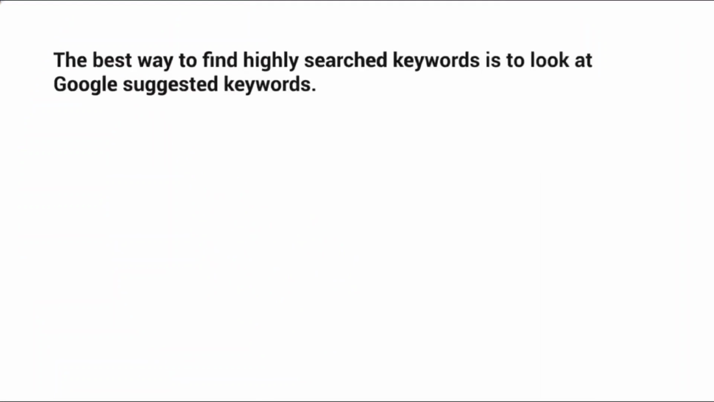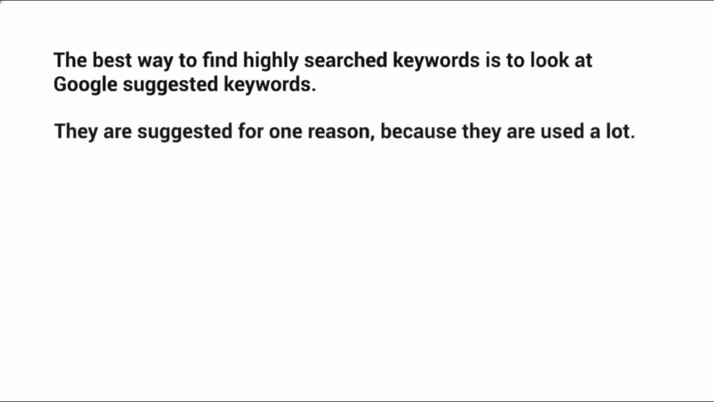Now, the big question is, well, how do I find these keywords? So the best way to find highly searched keyword terms is to look at the Google suggested keywords. And they are suggested for one reason, because they are used a lot. So let me show you how to find them and what they look like.